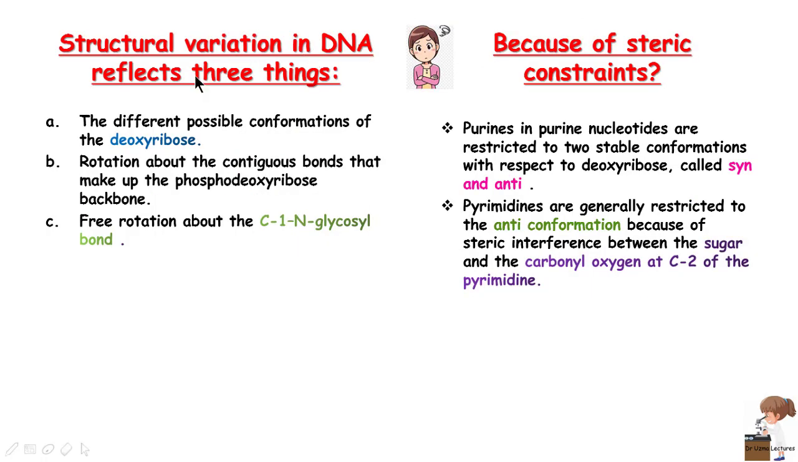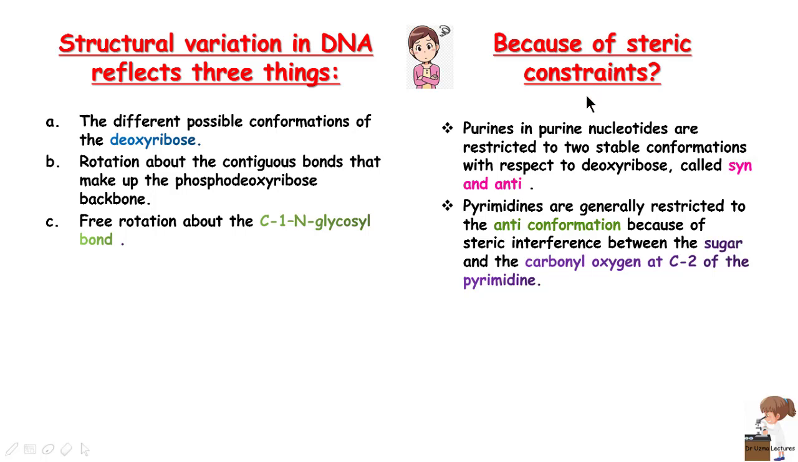What does the structure variation reflect? Three things. What are the different types of possible conformation of deoxyribose? What is the rotation around the contiguous bonds that make up the phosphodeoxyribose backbone? And what is the free rotation around the C1' N-glycosyl bond? All these terms I have already explained to you. Okay, because of steric constraint.